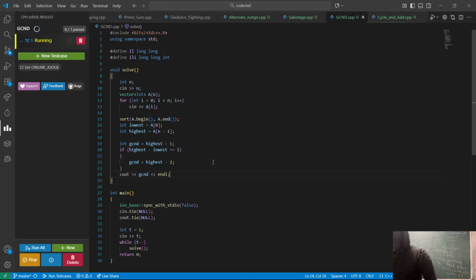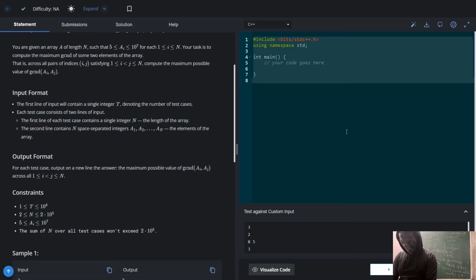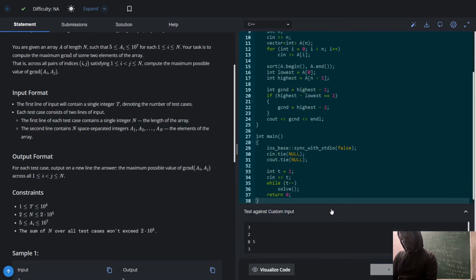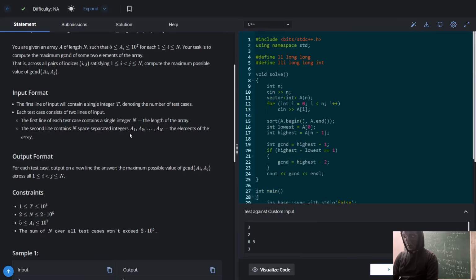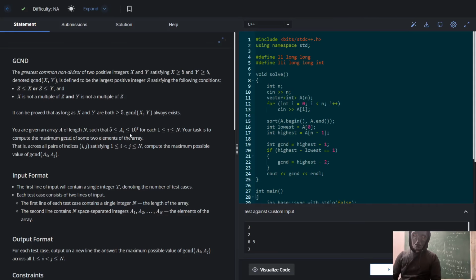Not very tough, it was easy only. Basically you had to find the pairs and understand the problem, that's it. So let's try to submit in the code editor. So yeah, it got accepted. I think you guys understood why I've taken highest and lowest, and you have understood the problem statement. It is always highest minus 1 as the answer, except when highest and lowest have difference 1. In that case your answer is highest minus 2.